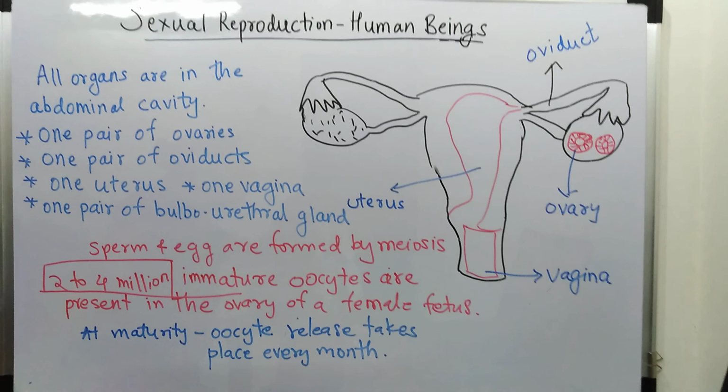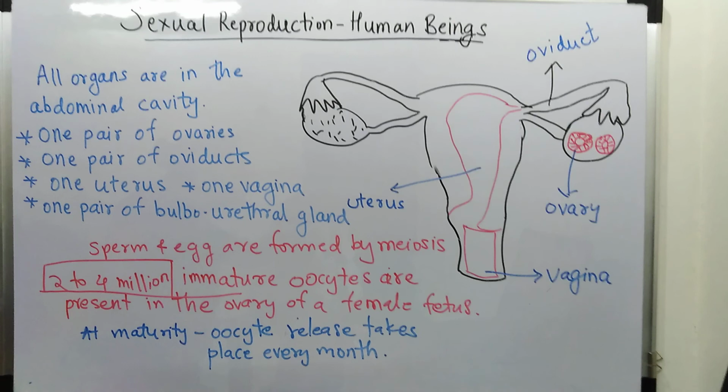But in the case of women, what happens is at the time of birth itself, when the baby is formed in the womb and it's a female, when the child is born, already there are 2 to 4 million immature oocytes in the ovary of the female fetus. It's very surprising. How many? 2 to 4 million immature oocytes. They are not mature yet because it's a baby.